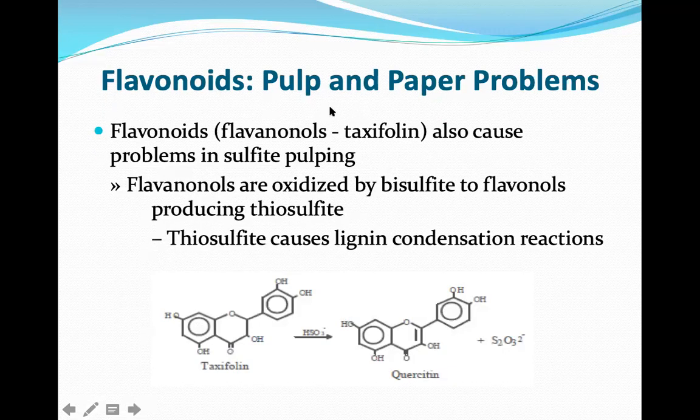So flavonoids are also important in pulp and paper problems. Flavonoids, especially taxifolin flavonols, also cause problems in sulfite pulping. The sulfite process is impaired, inhibited or disrupted by the flavonoids. Flavonols are oxidized by bisulfite, producing thiosulfite. This is the real problem. Thiosulfite causes the lignin condensation reaction. So flavonoids are also associated with lignin condensation during pulping, and it is a real problem.